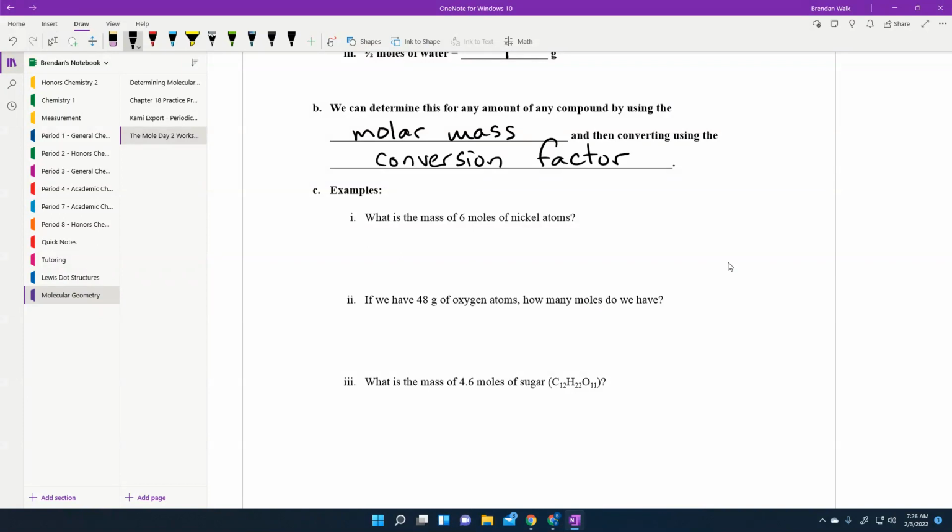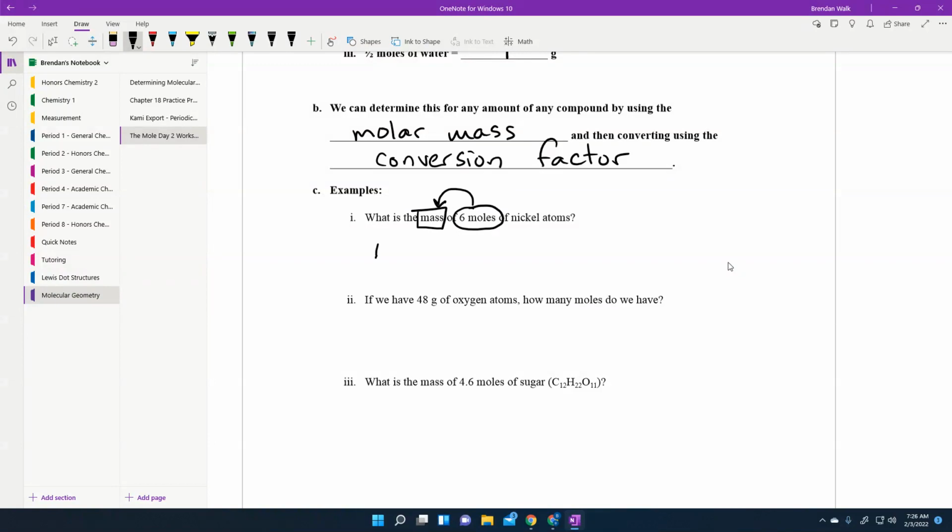So in this question, what is the mass of 6 moles of nickel atoms? It's asking us what's the mass. So it's giving us 6 moles, and we need to convert to mass. Now be careful. We've been converting to numbers of atoms before. You have to really focus and make sure you're reading what the question is asking about. In this case, it's asking about the mass, so that's where we need to get to.